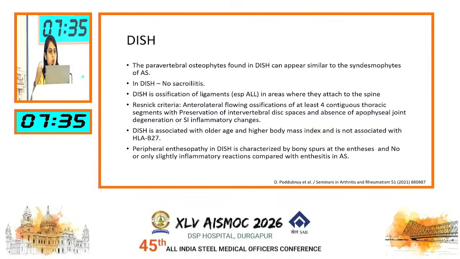It's basically an ossification of the ligaments of the spine, the anterior longitudinal ligaments in areas where they attach to the spine. According to the Resnick criteria, there has to be anterolateral flowing ossifications of at least 4 contiguous thoracic segments, but there is usually preservation of the intervertebral disc spaces and absence of apophyseal joint degeneration or sacroiliac inflammatory changes. DISH is associated with old age, obesity, diabetes, but it's not associated with HLA-B27 positivity.